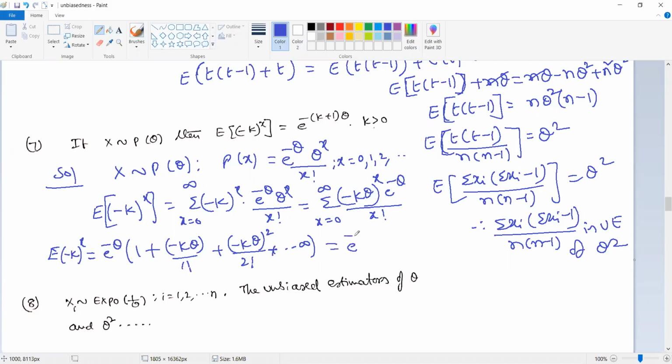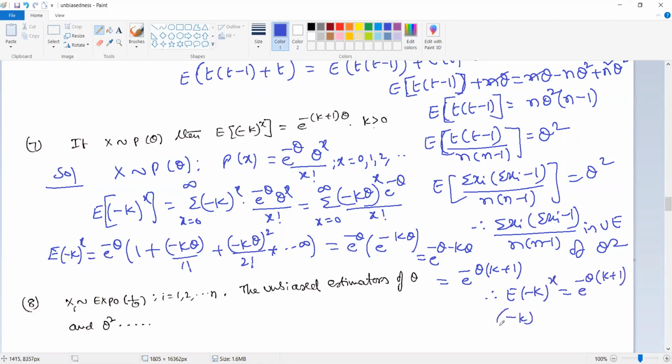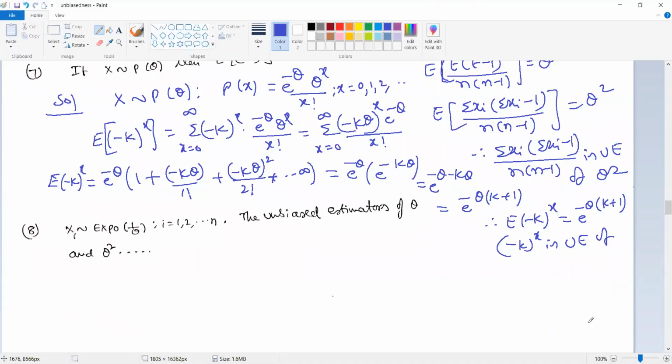And now here, e^(-θ) times the sum is equal to e^x. So now here x is equal to -kθ, giving e^(-kθ). When the bases are equal, the powers add: e^(-θ - kθ). So now -θ is taken outside, leaving k plus 1. Therefore the expectation of (-k)^x is equal to e^(-θ(k+1)). Here k is a positive value greater than 0. So (-k)^x is an unbiased estimator of e^(-θ(k+1)).